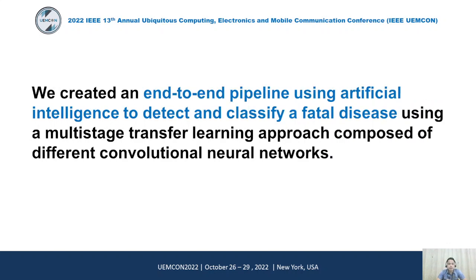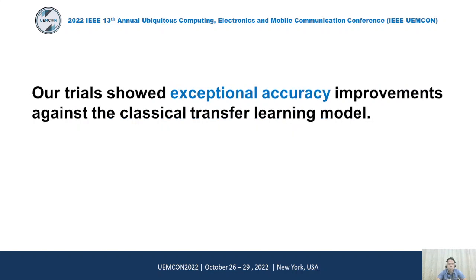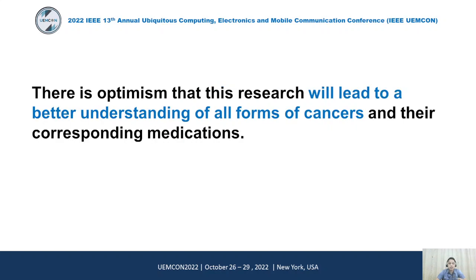So we created an end-to-end pipeline using AI to detect and classify this fatal disease using a multi-stage transfer learning approach, benchmarked using different convolutional neural networks. Our trials show exceptional accuracy improvements against the classical or traditional transfer learning approach. There is optimism that this research will lead to a better understanding of different forms of cancers, not just leukemia, but all cancers, if we have done research right in this specific field.